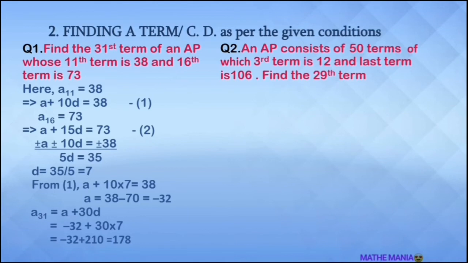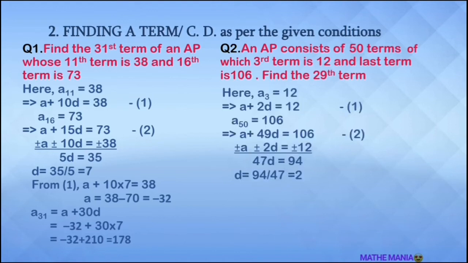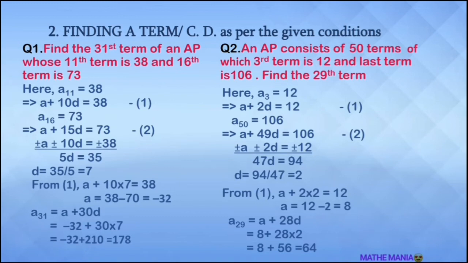The conditions given here are a3 equal to 12 and a50 equal to 106. So from here we get the two equations, a plus 2d equal to 12 and a plus 49d is equal to 106. On subtracting them, we get 47d is equal to 94 or d is equal to 94 upon 47 equal to 2. Putting this value in 1 and solving, we get a is equal to 8. And so a29 is equal to a plus 28d equal to 8 plus 28 into 2, which on solving gives us 64. Let's try the next question now.